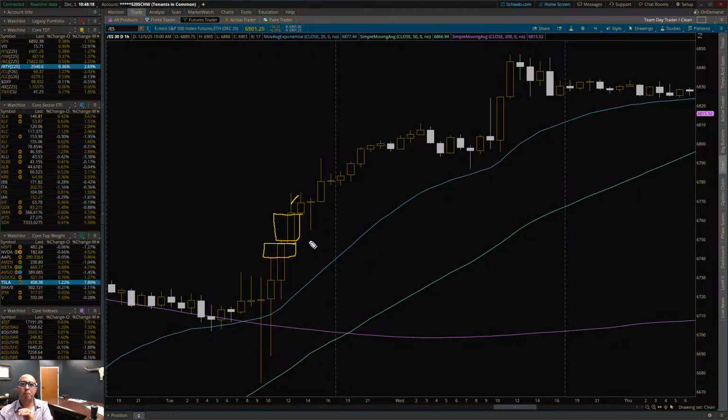But what they will be is, I mean, I know my chart, I changed my colors. I'm weird. I don't have green and red. So I got gray and gold. So gold is like a green bar.